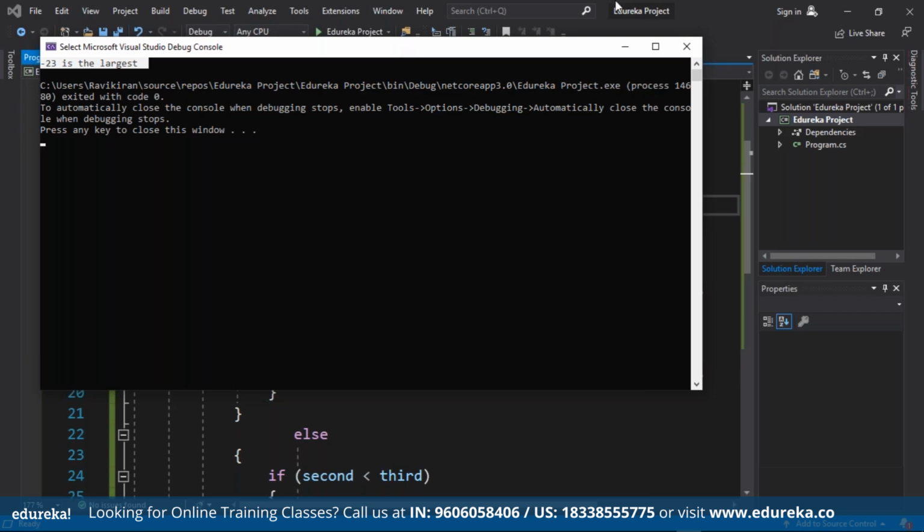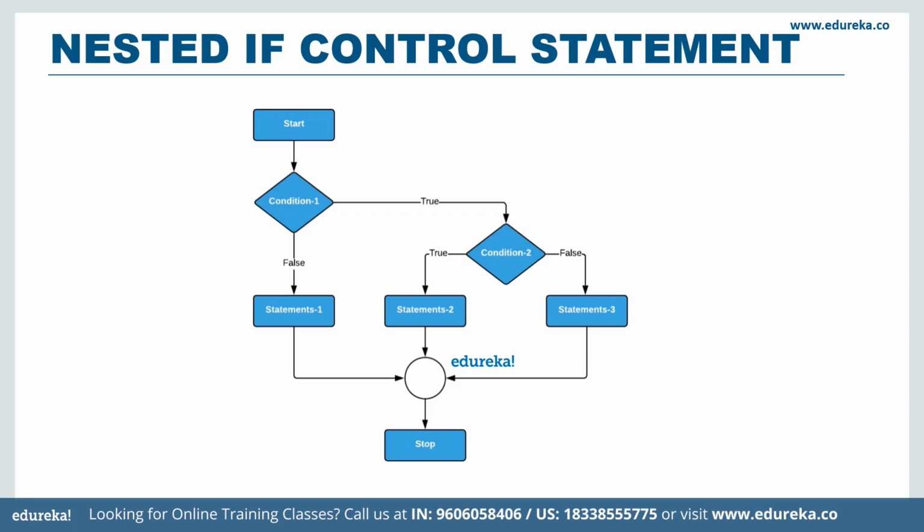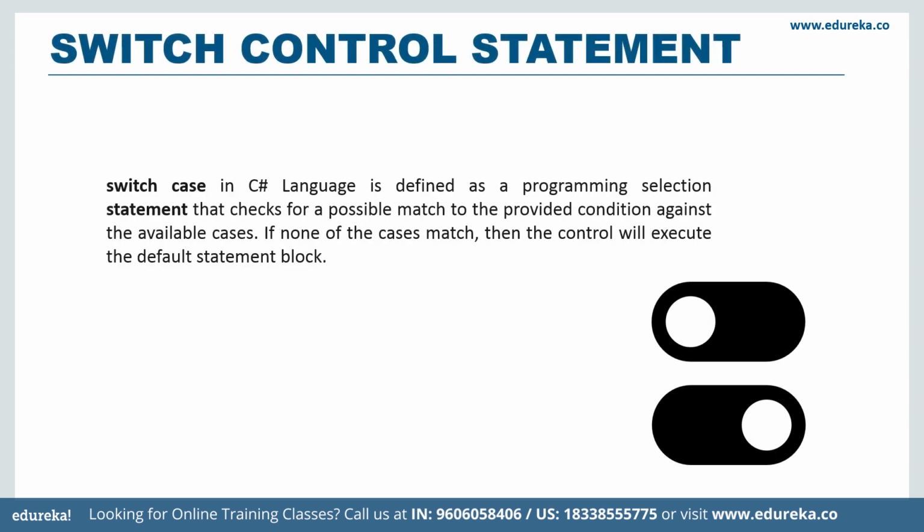Now followed by this, let's move on to the next type of condition, which happens to be the switch control statement. The switch case in C# is defined as a programming selection statement that checks for the possible match to the provided condition against the available cases. If none of the cases match, then the control will execute the default statement. Now let's check out the flowchart.